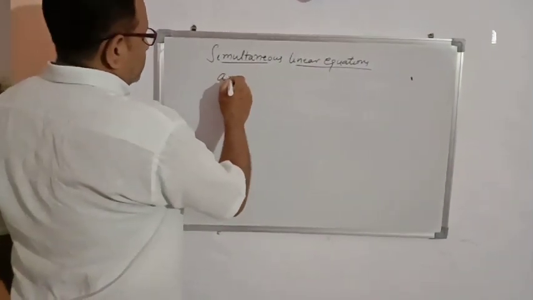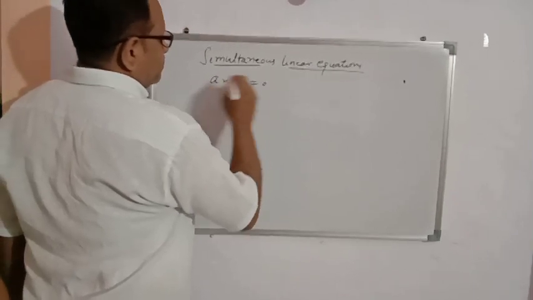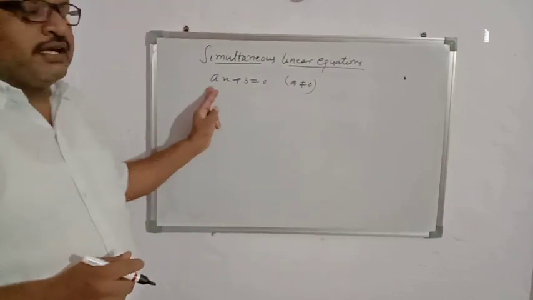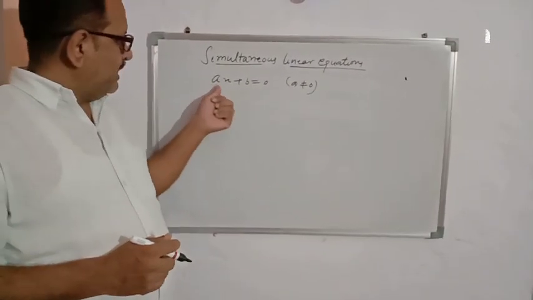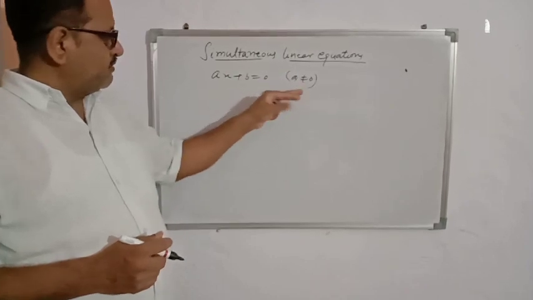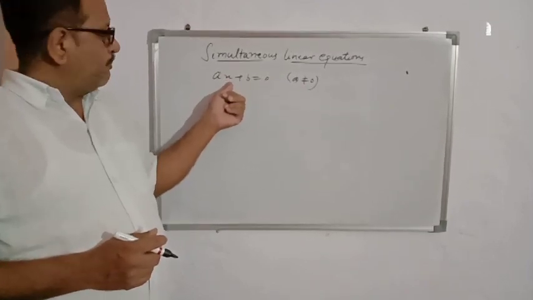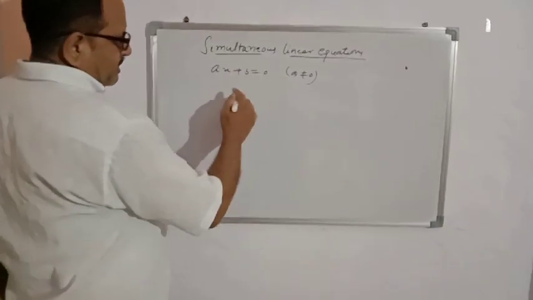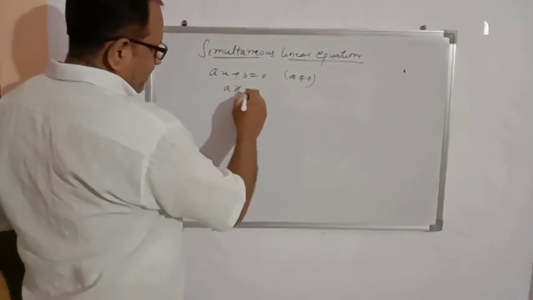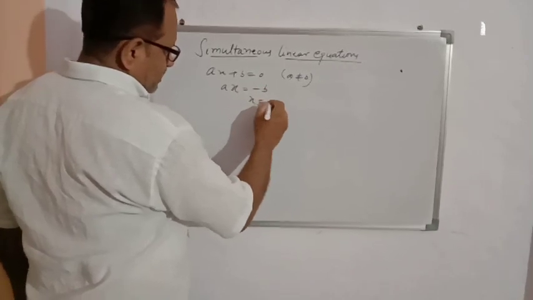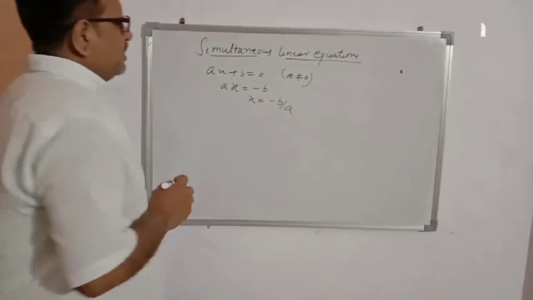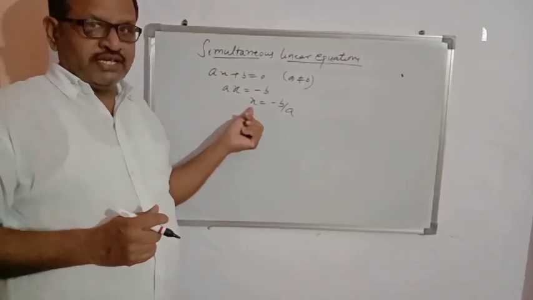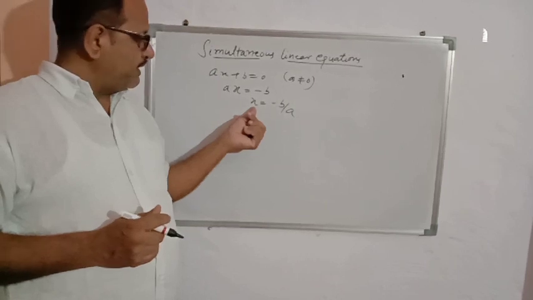So ax plus b is equal to 0, where a is not equal to 0, is called a linear equation in one variable. A and b are real constants, a not equal to 0, x is one variable, and the power of x is 1, so it is called linear. When we solve the linear equation, we get ax is equal to minus b and x is equal to minus b by a. So when we solve a linear equation in one variable, we get only one value of x.